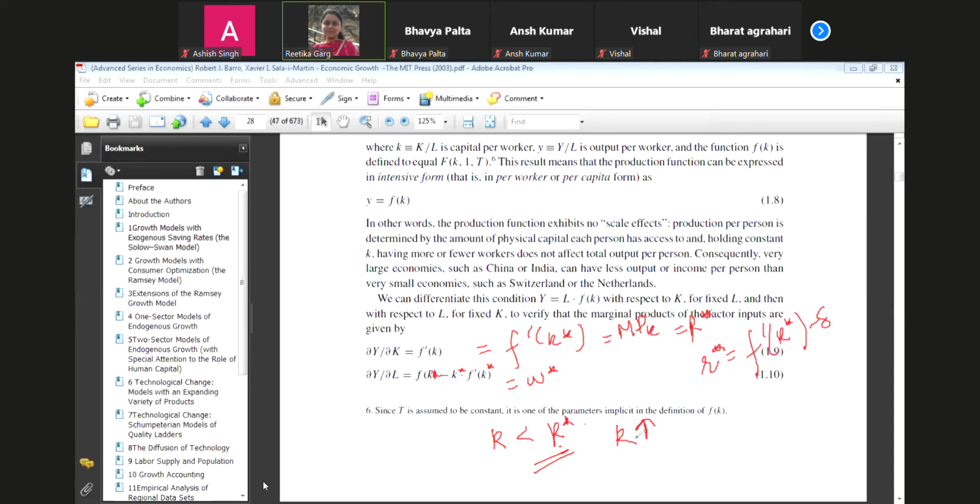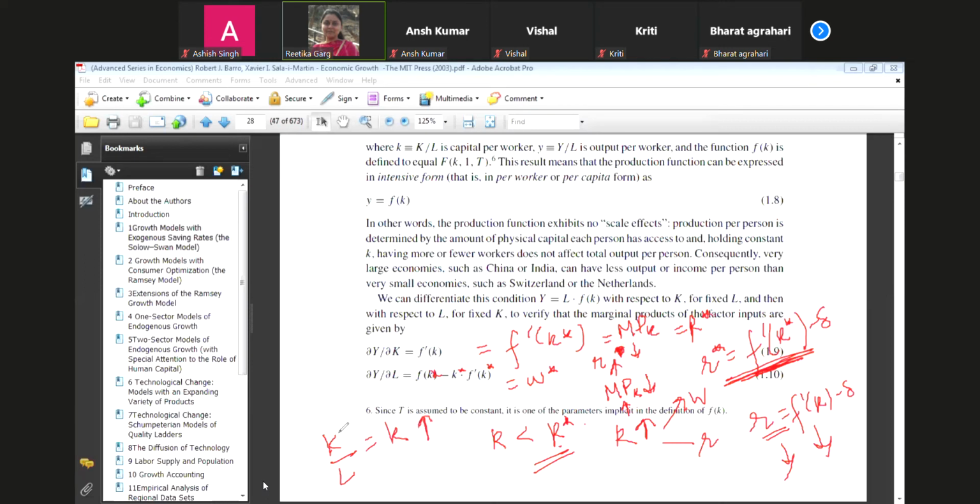What happens when K rises? The question is what happens to W and what happens to the rental rates. The marginal product of capital will fall, and rental rates will fall. Because this is the relationship in general, r is equal to F prime K minus delta. If the marginal product is falling, the rental rates will also fall. K is K by L, so whenever K rises, this ratio is rising. Now this K can rise because of two reasons: either the capital stock level is rising or the labor stock is falling.